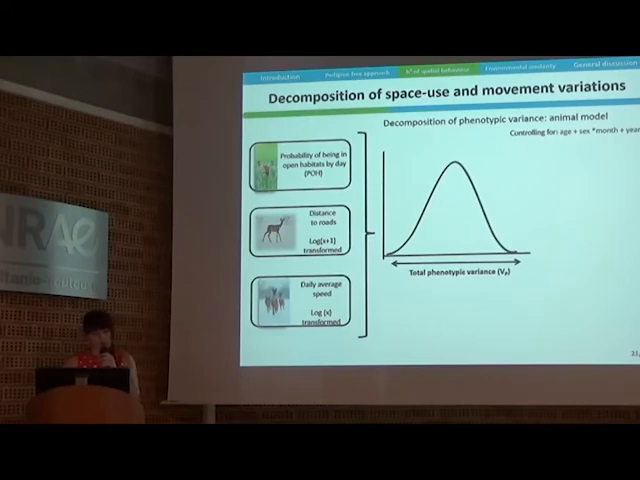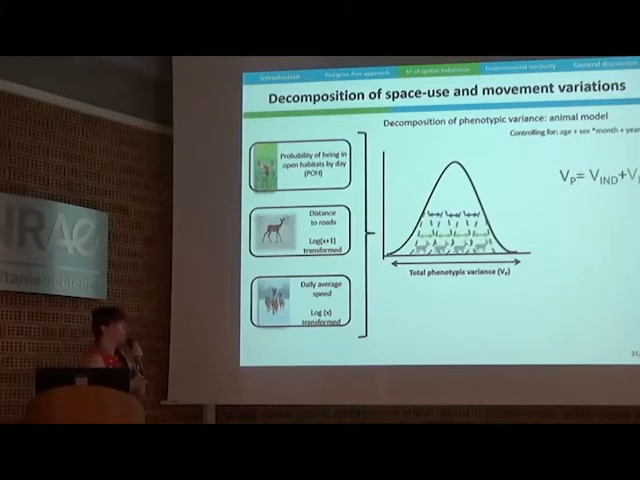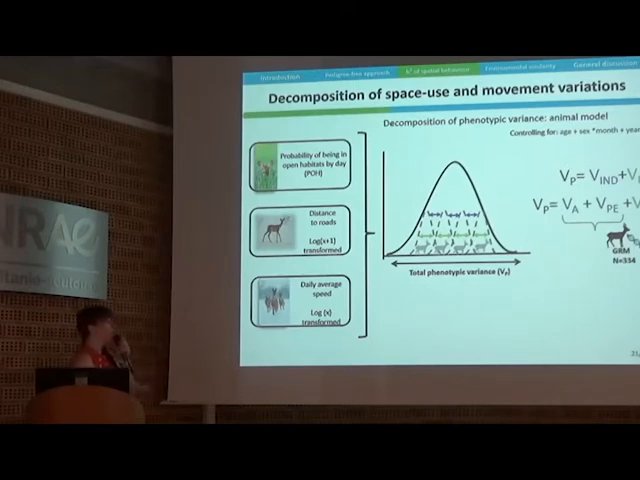So we have done it for the roe deer population, and the aim was to decompose the phenotypic variation of this movement behavior, so probability of being in open habitat, distance to road, and daily average speed. We decompose the phenotypic variance first into among and within individual variation, and then we decompose it a little further into genetic and permanent environmental variation.